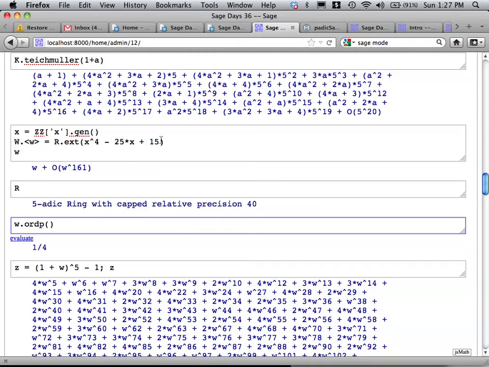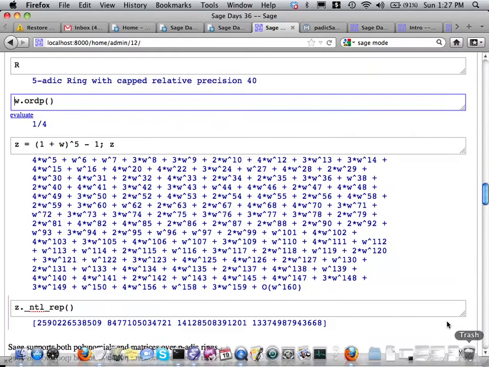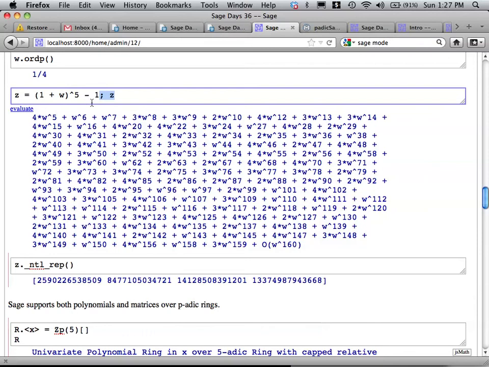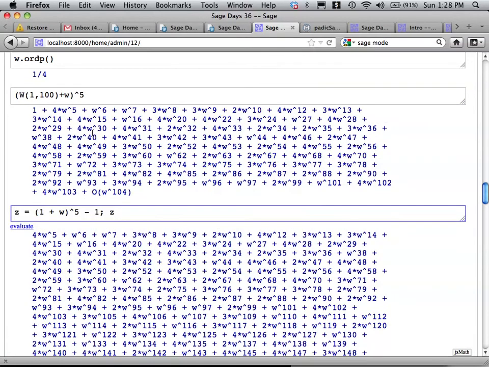Right. So precision does not include... What? When you compute 1 plus W to the power of 5. Oh, but we subtracted 1. Yeah. Right. So the point is, when we subtract 1. So if you do 1 plus W to the fifth power, it's still going to have precision 160. But if I cast in 1 with precision 100, then this has precision 104. So it increased precision.